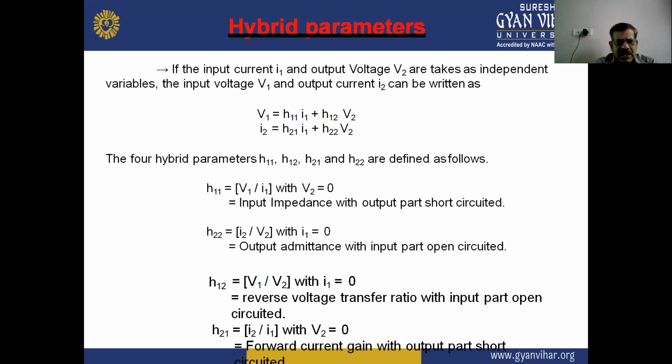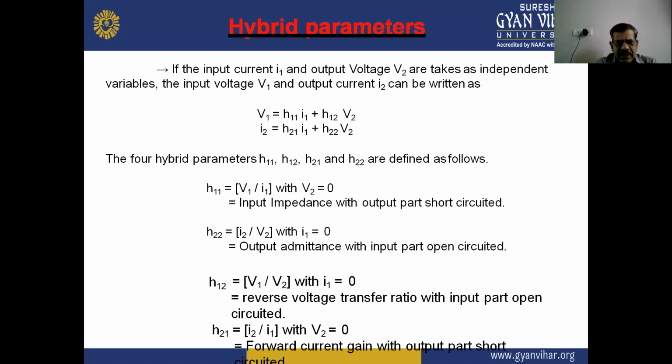So what is H11? H11 equals V1 upon I1 with V2 equal to 0. This is the input impedance with output port short circuit. Next parameter H22 equals I2 upon V2 with I1 equal to 0. That is the output admittance with input port open circuit.